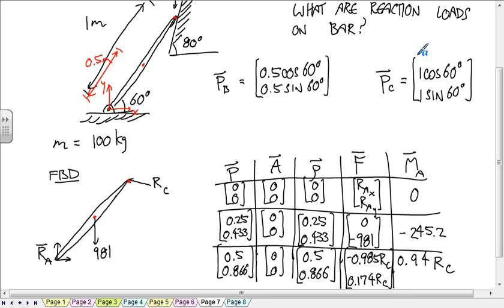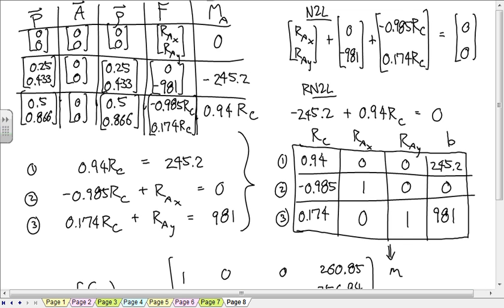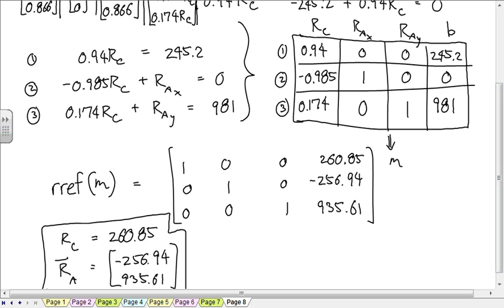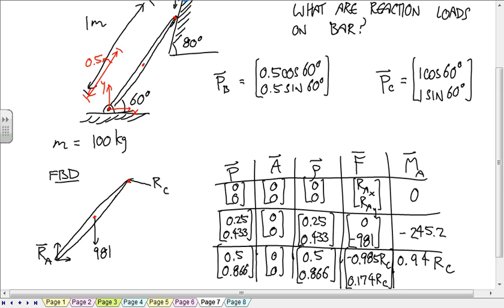The one RAX was positive 256. So this should be positive and this should be positive. That makes sense, yeah. Because the wall is pushing to the left on the member, so the hinge joint, the pin joint, has to push to the right on the member.